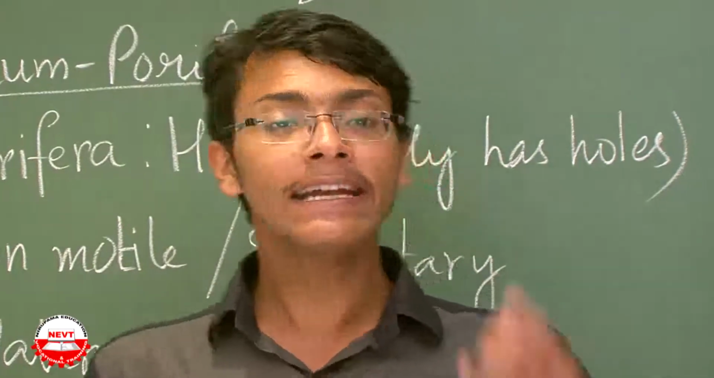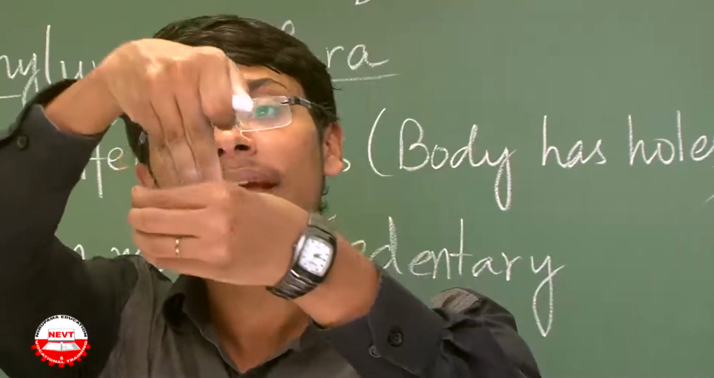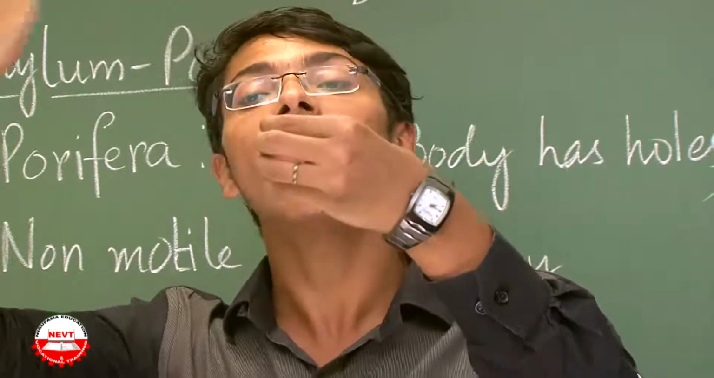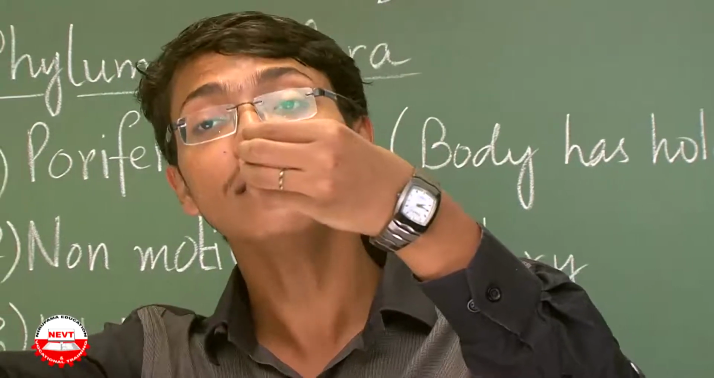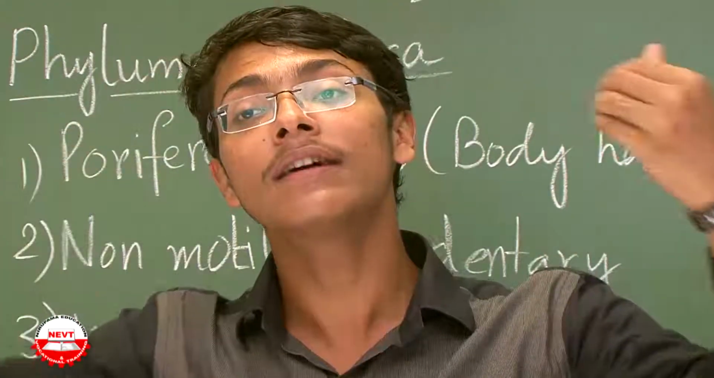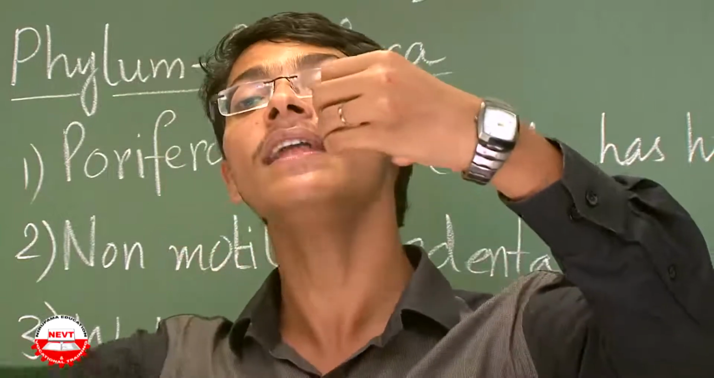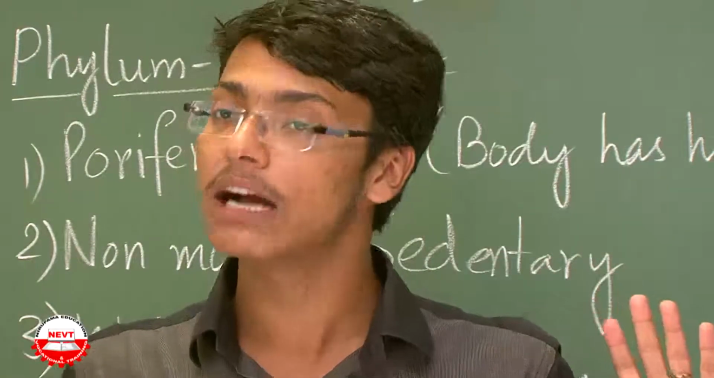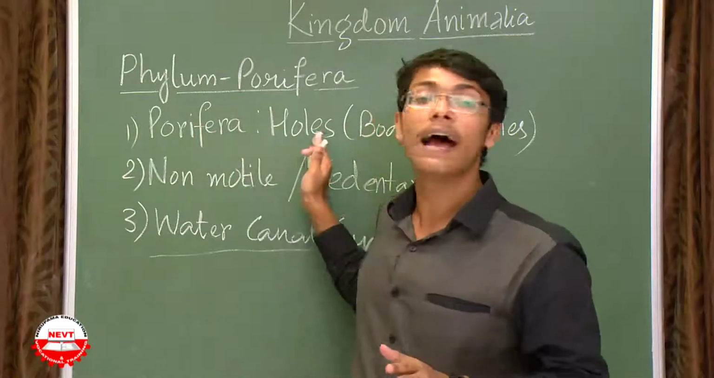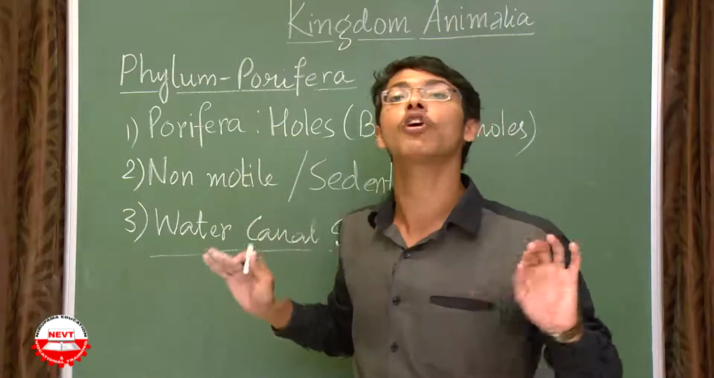Say it is a sponge and the water is going inside. The water which is going inside contains microorganisms, food for this sponge as well as the oxygen for its breathing. So, it goes inside the sponge. Now, the sponge absorbs the required materials and through this sponge again the water with waste materials comes out. So, the three characters you should remember: first, they have holes in their body; second, they are non-motile; and third, they have a water canal system.